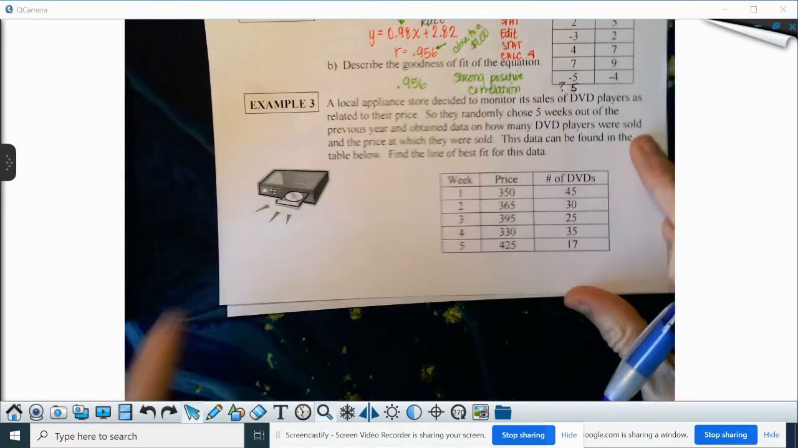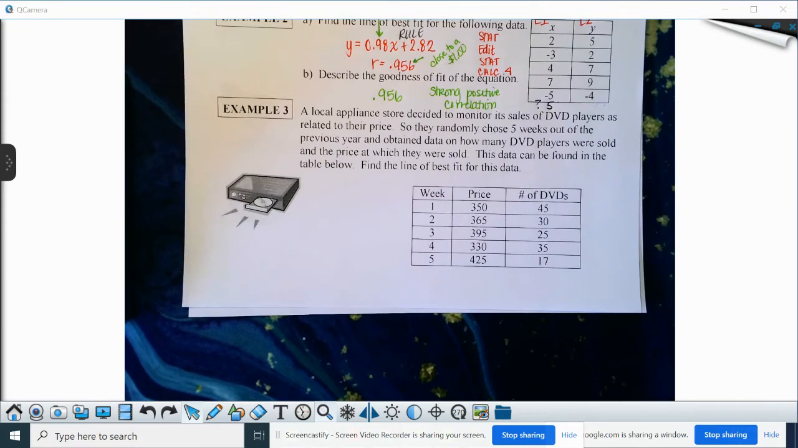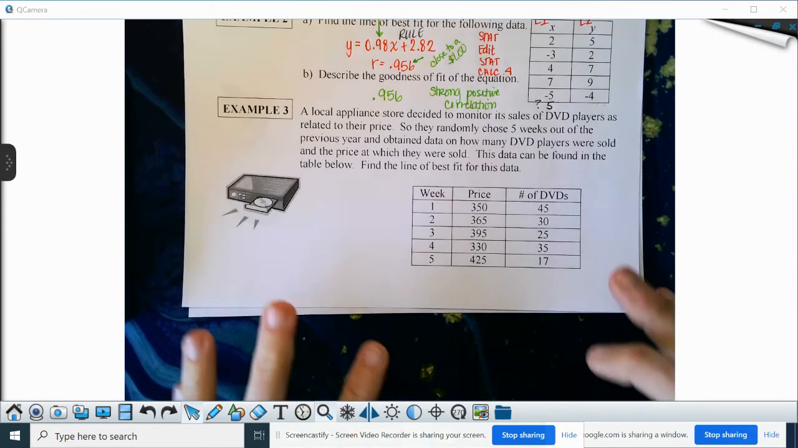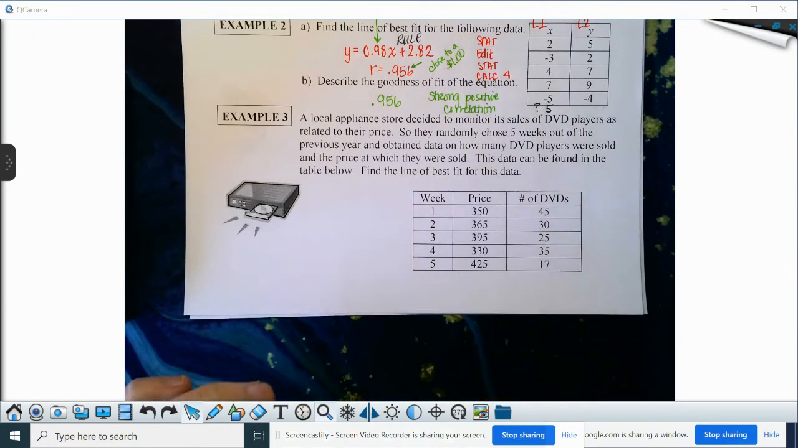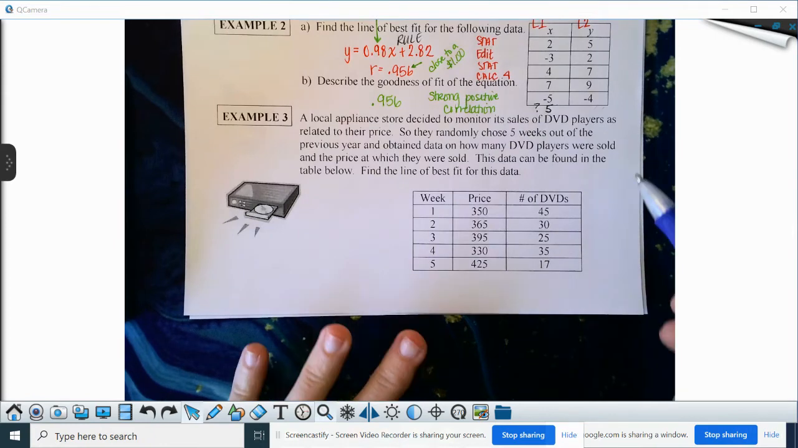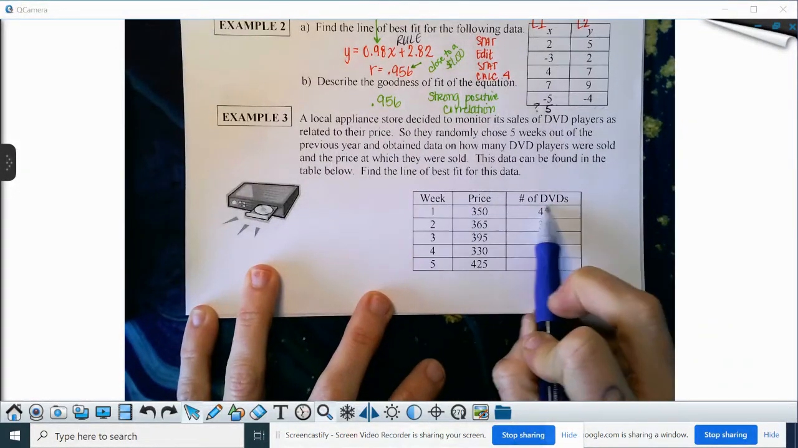So more realistically in the conversation here, like I said, this does matter. It is a thing for conversation of sales and business and all of that. So a local appliance store decided to monitor its sales of DVD players. I don't even know if they do that anymore, but as related to their price. So we have week 1, this is their price and number of DVD players.